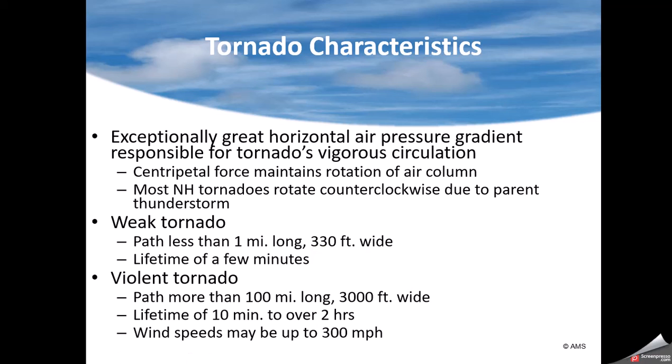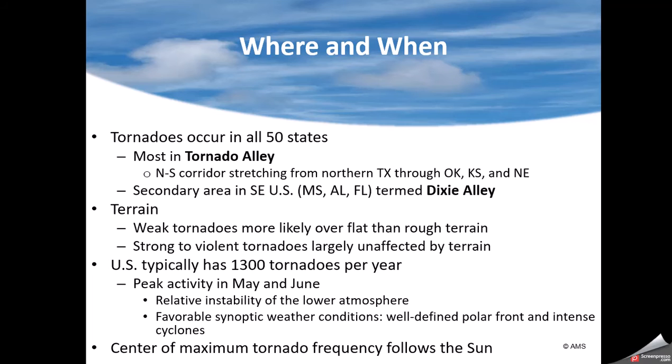One of the interesting things is that weak tornadoes don't like mountains, don't like hills even. They like flatland. However, a violent or very strong tornado doesn't care. So you can have hills or mountains around, and if you have a violent, an EF2 or greater tornado, it is not going to care about that one bit.